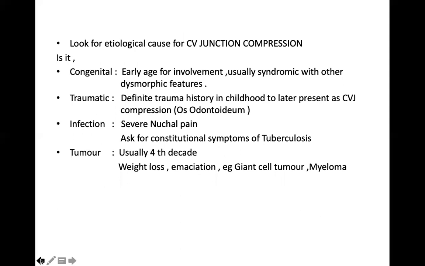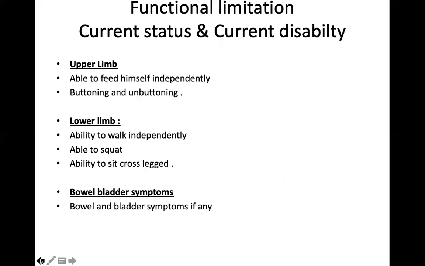Then this etiology, I already discussed. Congenital will be an early age of involvement. Usually it's syndromic with other dysmorphic features. Trauma can have a definite history of trauma. Infection will have constitutional symptoms of infection, severe nuchal pain. Tumor, again, we discussed, like weight loss, emaciation, and the age will be higher compared to congenital or developmental cases.